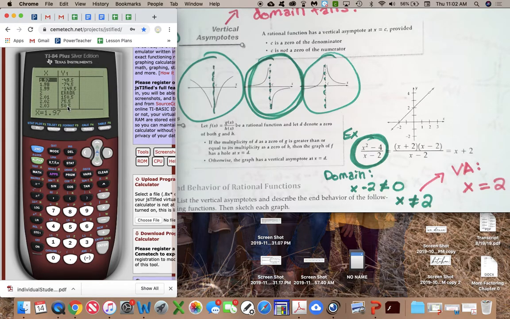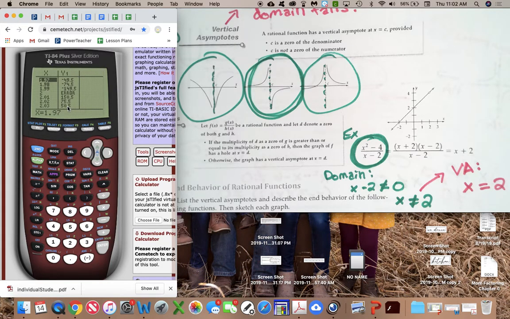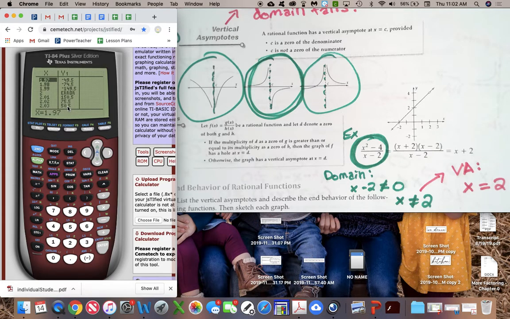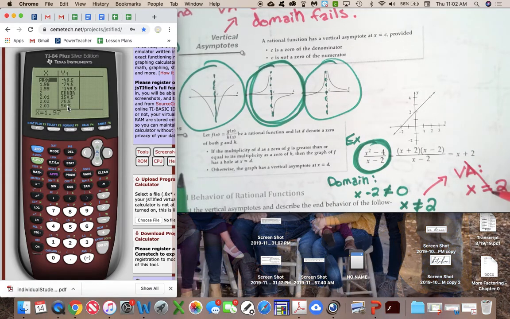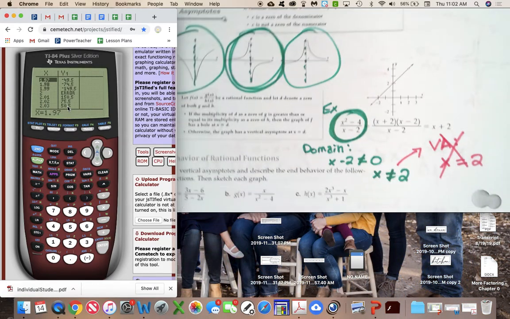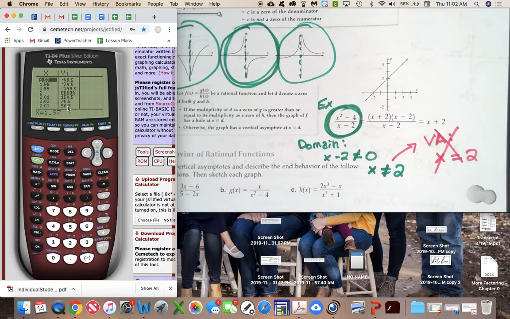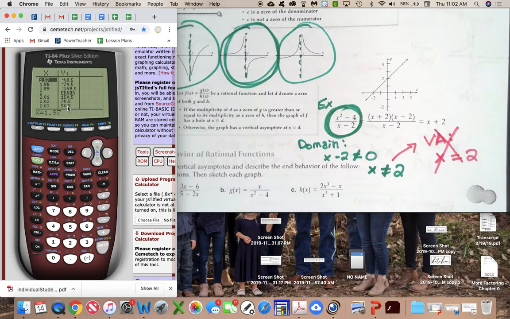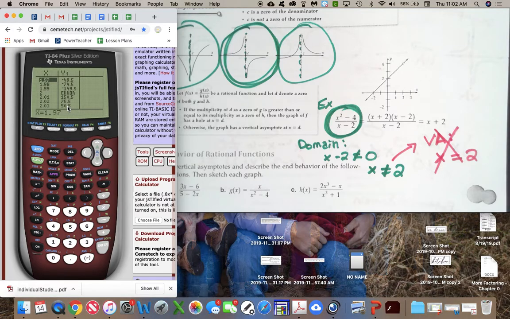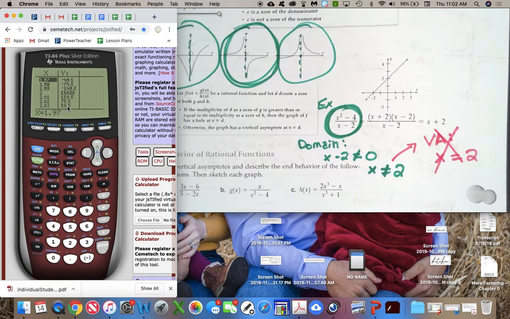Except for this one. This is the only exception to the rule. X equals 2 is not a VA. And I will show you why. Okay? This is the only time your VA is not where the bottom equals 0, right? In this case, it looks like our VA should be x equals 2, but it's not, okay? Here is the only exception to the rule.